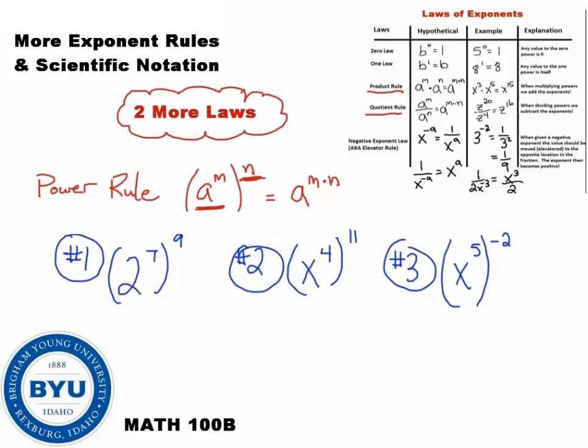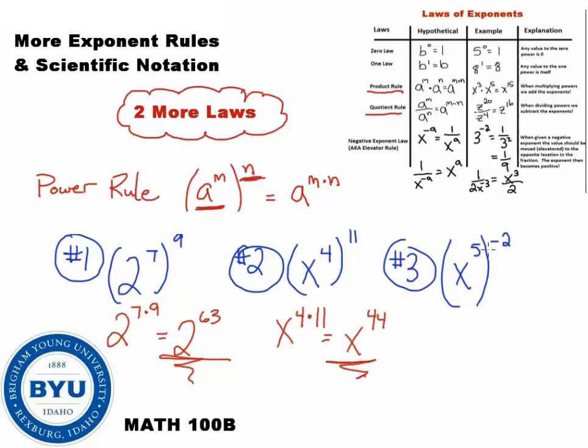Okay, how'd you do? Here we're going to apply the power rule. We have a power, 2 to the 7th, all raised to another power, which is the 9th power. So to do this problem, we will have 2 raised to the 7th times 9. Remember, power to a power, you multiply. 7 times 9 is 63. So our final answer is 2 to the 63rd power. We're just going to leave it like that. That's good enough. On question number 2, we have x to the 4th raised to the 11th, so we multiply the powers, and our final answer is x to the 44.